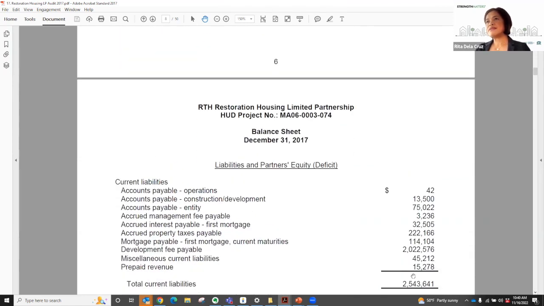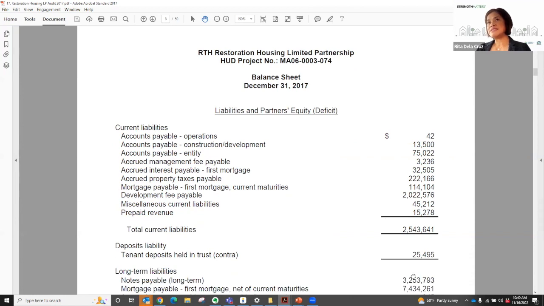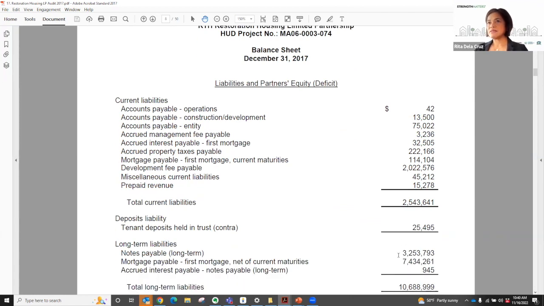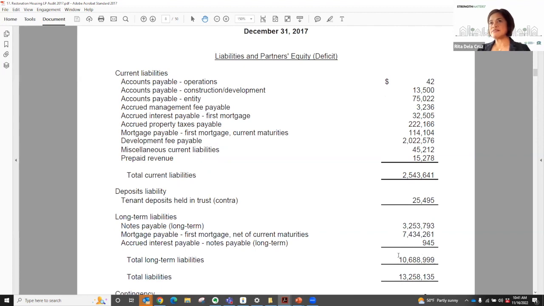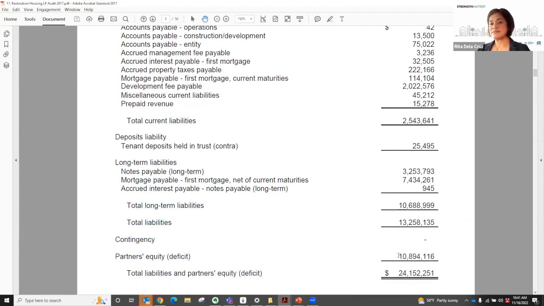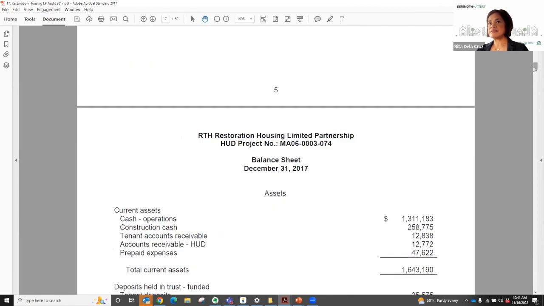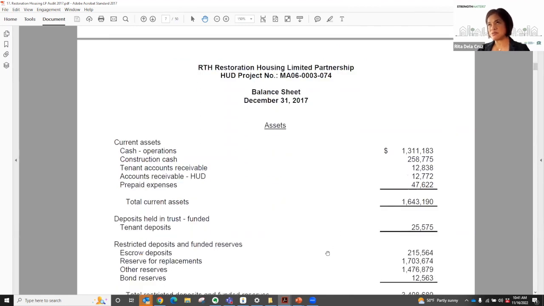Same with the liabilities. It starts with the current liabilities, and then everything else that's non-current. And one thing that's different is the partner's equity, because there's ownership in the partnership compared to not-for-profit where there's no ownership. You have partner's equity of 10.8 million in this example. Now, going back to the balance sheet, you'd see it like this, which is the usual that we've seen.